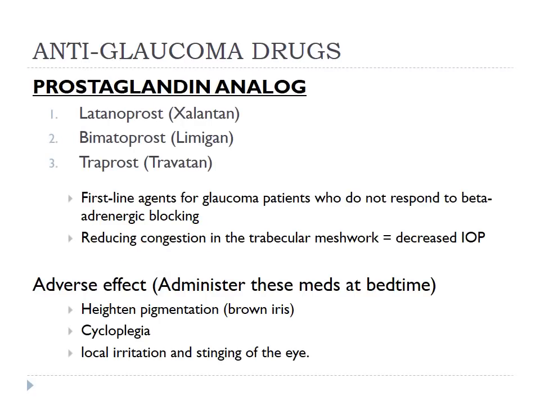Prostaglandin analog, meaning it's like a prostaglandin. It's the first-line agent for glaucoma patients who do not respond to beta blockers. So if you don't respond to beta blockers, then we move to these prostaglandin analogs, and then you could move to the carbonic anhydrase inhibitors. But right now you see that the beta blockers are something that we would use first line, right? And the adverse effect of these ones basically, oh, look what they do.